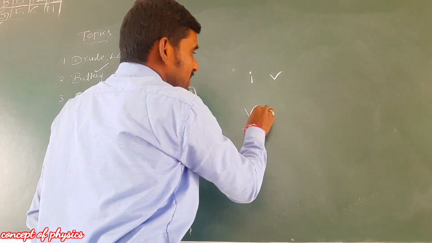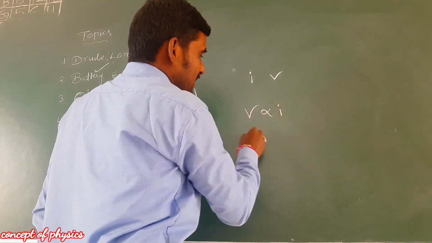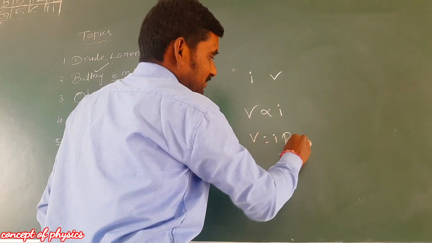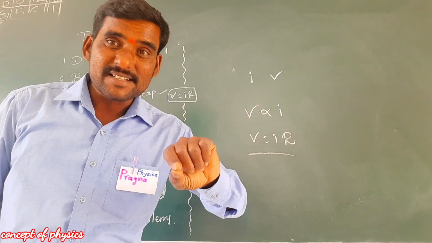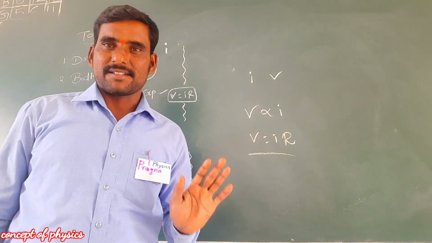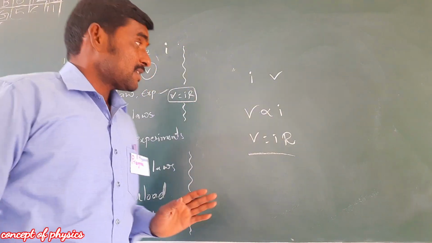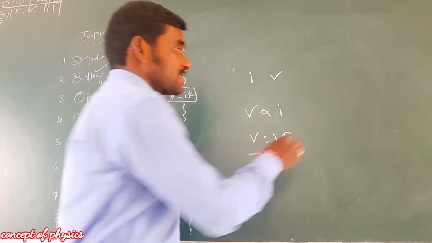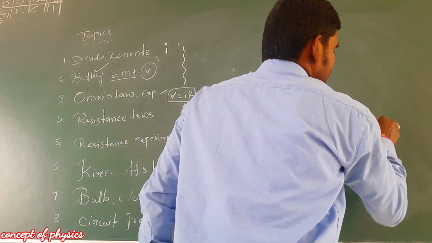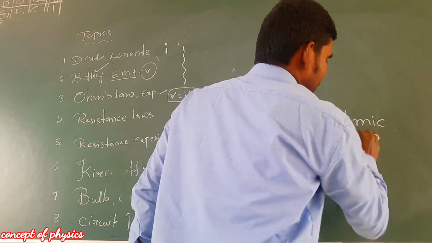So the formula is V proportional to I, V equals IR. Ohm's Law: when potential difference increases, current should increase. He gave the relation. So based on Ohm's Law, we have two types of conductors. One is the ohmic conductor, the other is the non-ohmic conductor.